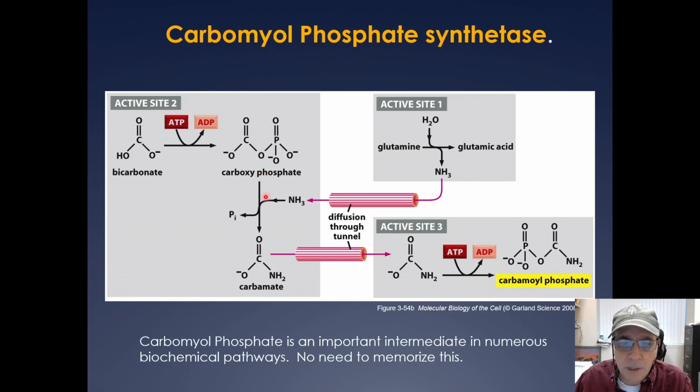But ultimately, ammonia comes in, and then you're left with carbamate, and then the carbamate, which is also reactive, can go on and become carbamoyl phosphate by the addition of the phosphate group from ATP onto the end of it. So here you can see the phosphate. And so no need to memorize this. The important part is that oftentimes there are numerous intermediates in various biochemical pathways, and enzymes have evolved to create these channels that the substrates can go through that keep them from reacting with other things in the cell.